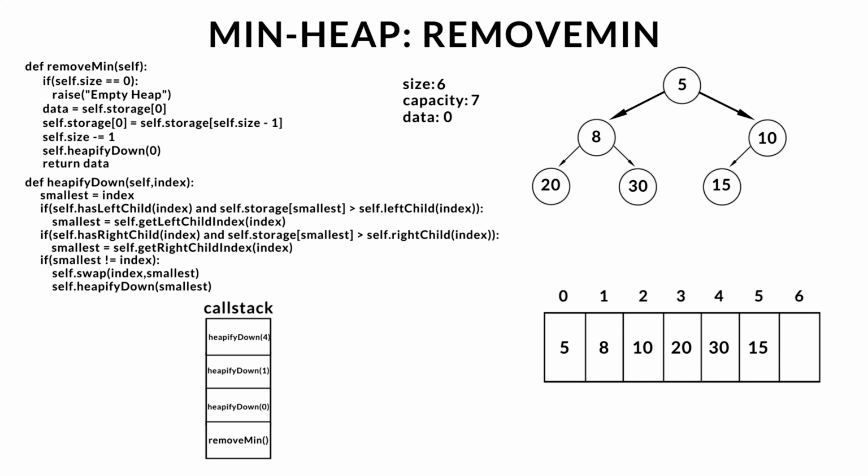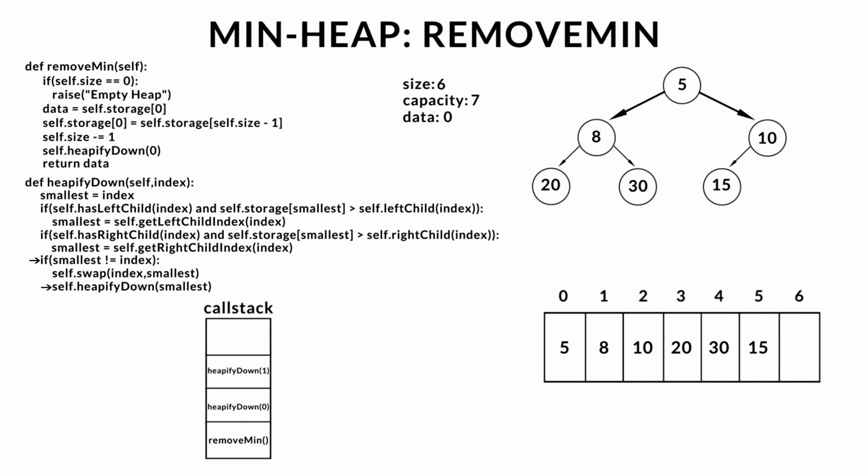Executing our HeapifyDown method once more, we initialize smallest to the node we're currently at. Does this node have a left child? No, it doesn't. Does this node have a right child? No, it doesn't. Is smallest not equal to index? This fails. So there's nothing left to do. So this HeapifyDown method is done executing. So we could pop this off the stack.